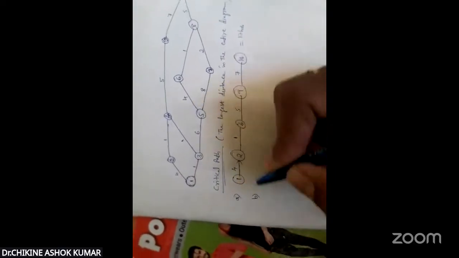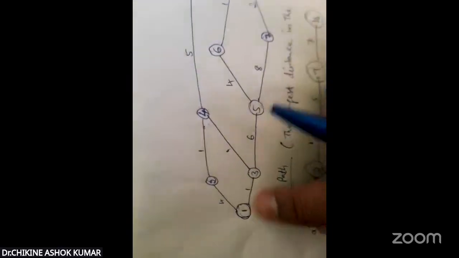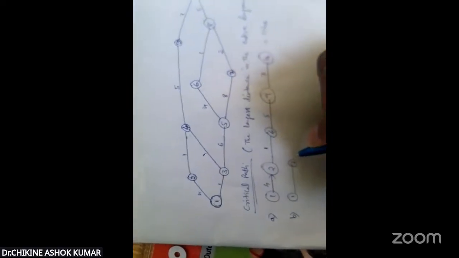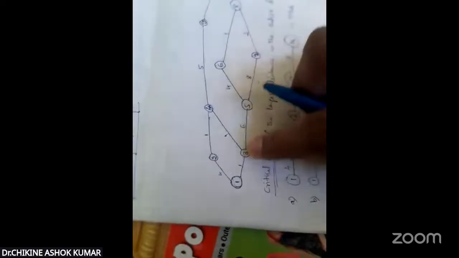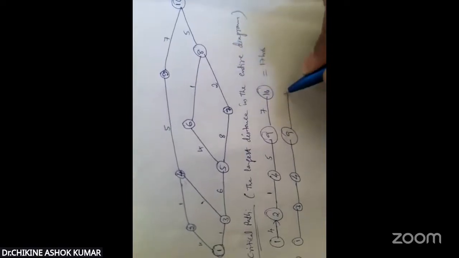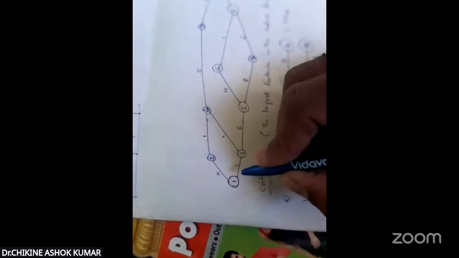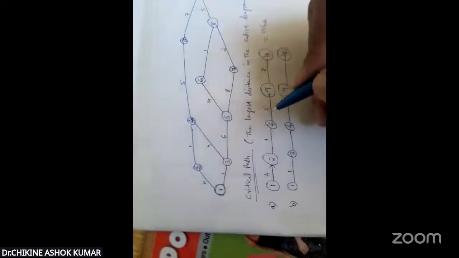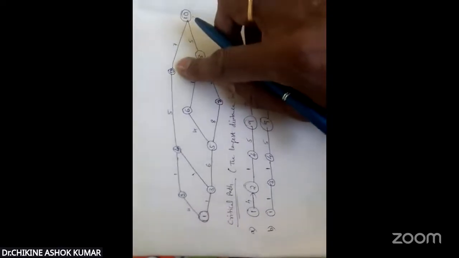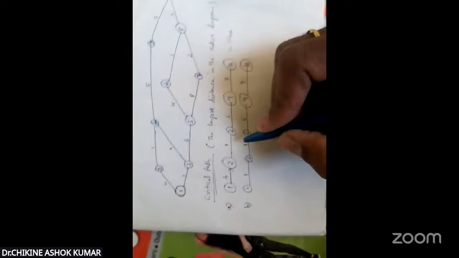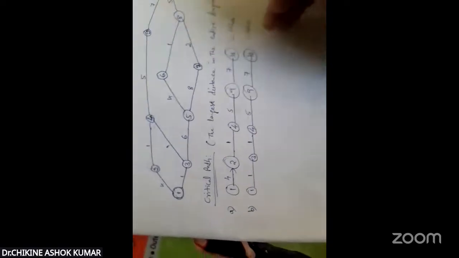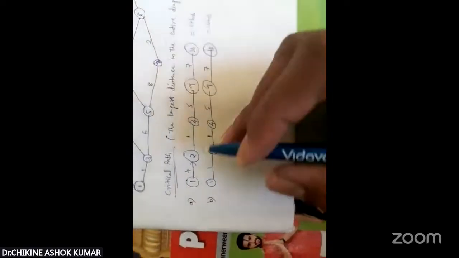Next, the second possible route: 1 to 3, 3 to 4, again 4 to 9, 9 to 10. What is the time duration? 1 to 3, 1 hour. 3 to 4, 1 hour. 4 to 9, 5 hours. 9 to 10, 7 hours. Total time: 1 plus 1, 2. 2 plus 5, 7. 7 plus 7, 14 hours. Like that, you have to find all possible routes.